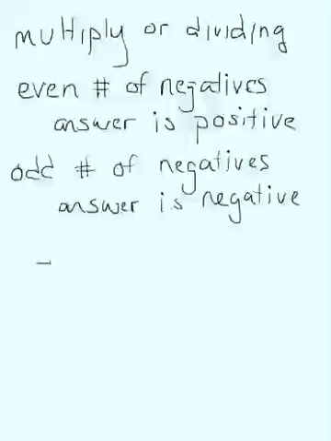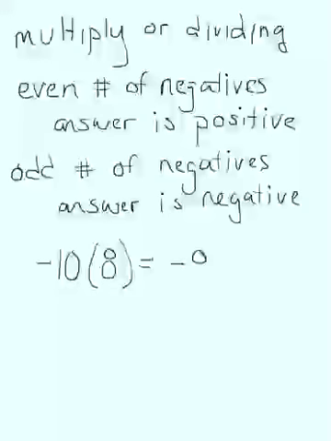So if we would have negative 10 times 8. Remember, those parentheses show times, right? Count the negatives. How many negatives are in this problem? 1. Is 1 an odd number or an even number? Odd, so my answer will be negative. Then multiply your numbers. 10 times 8 is 80. Make sense so far?